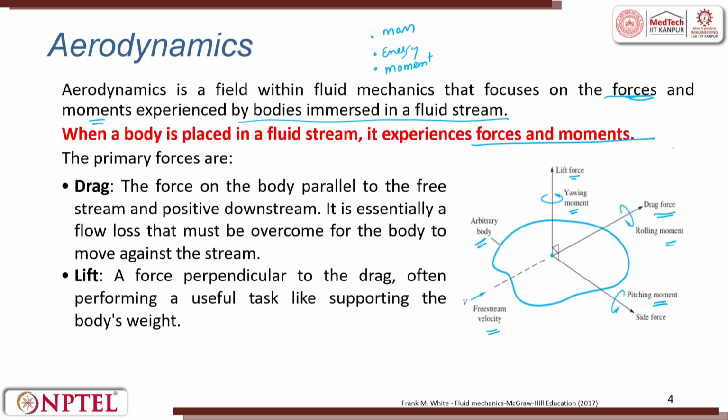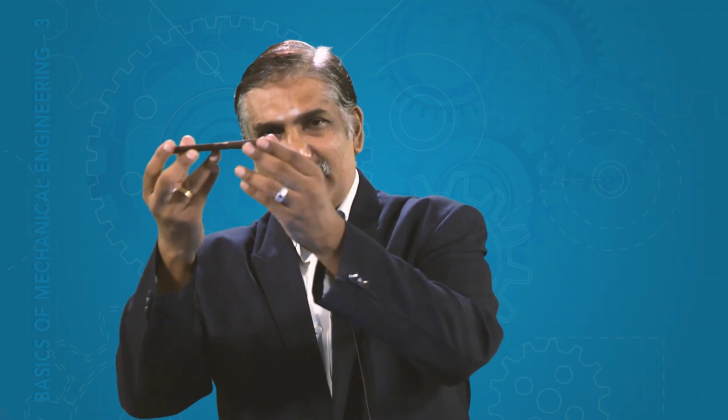Now, there are three phenomena. Let us take a body going in free space. The body will first try to go up in this direction. That is called the lift force. And there is a free stream velocity coming, there is a pulling back, that is drag. Then there is a force called pitching. So, these are the three forces.